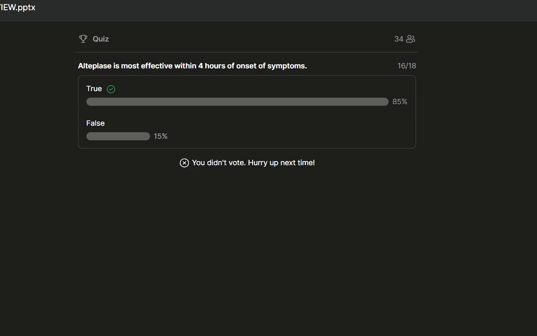So you've got a patient who presents with unilateral facial droop, unilateral hemiparesis, arm droop, and their speech is garbled. What is your priority assessment question? When did it start? When did these symptoms start? That 4-hour clock does not start when they walk in the door. It's from onset of symptoms.